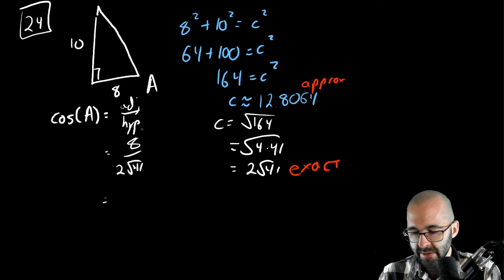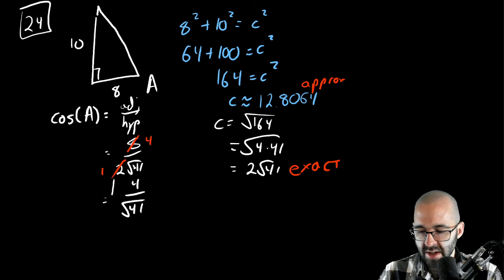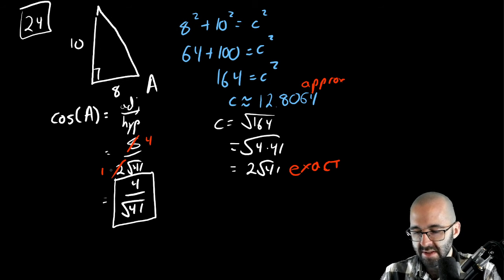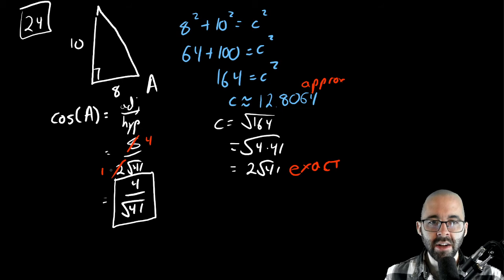We'll cancel a little bit. 8 over 2 simplifies to 4 divided by 1. So we're going to get 4 divided by the square root of 41 is the cosine of a. And again, you don't have to rationalize the denominator in this class. This is an A-OK final answer.